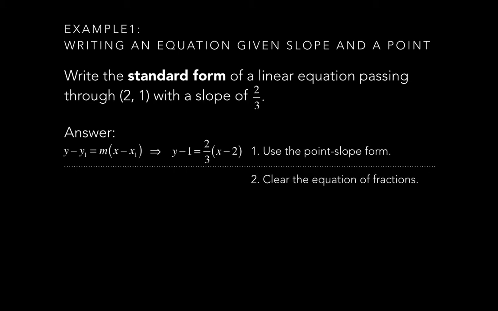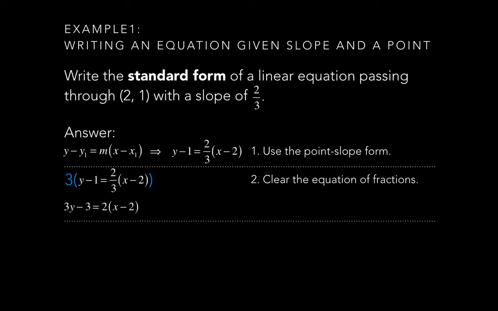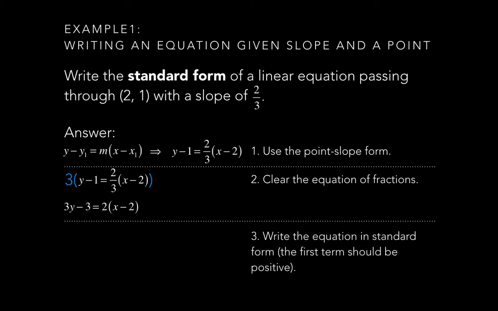Now, because you're working with fractions, it can be a little difficult sometimes. One thing you can do is clear the equation of fractions. To do that, you would multiply the whole thing by 3, which will result in no fractions remaining. That slope is now an integer value instead of a fraction. That's not a requirement, but it's just a really cool trick. And then we'll write it in standard form.